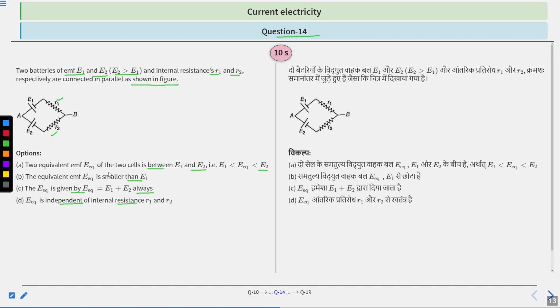So, which option is correct? Option A, option B, option C, or option D? You have 10 seconds to solve this question. After 10 seconds, we will provide the solution of this question.